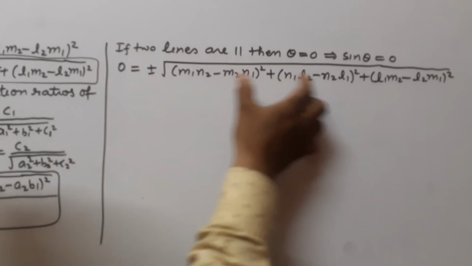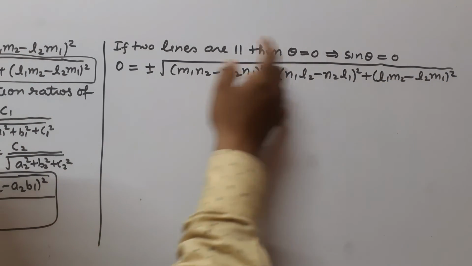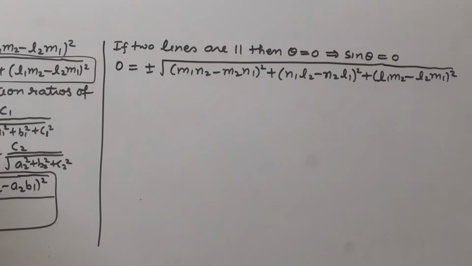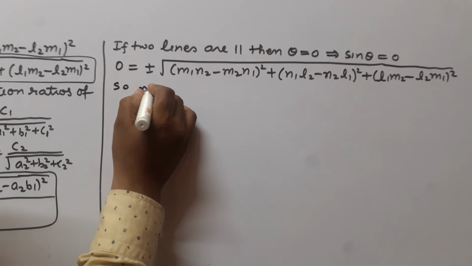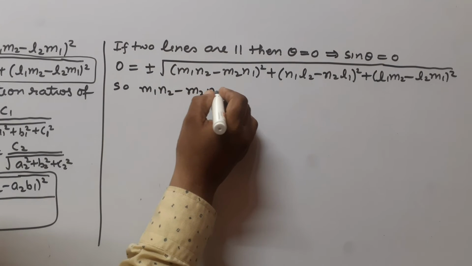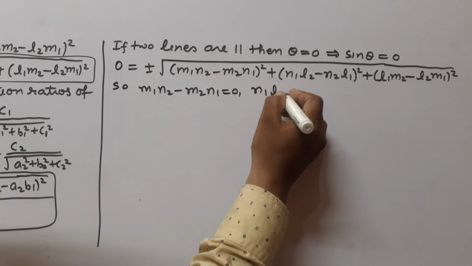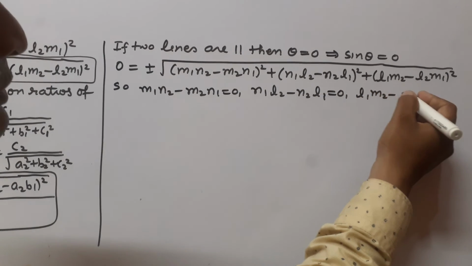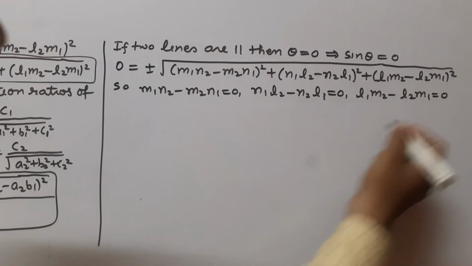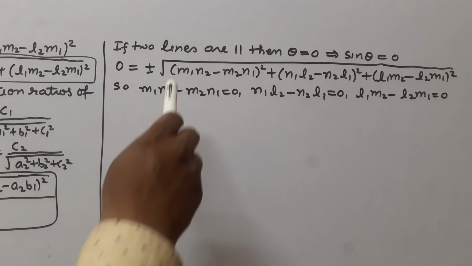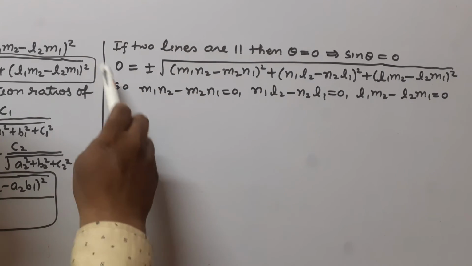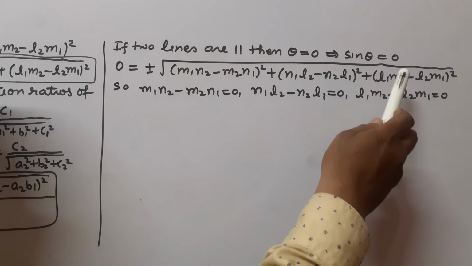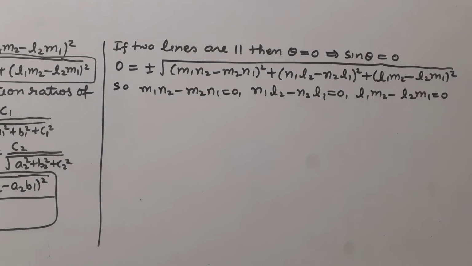So if all these three terms are 0, the value of this term will be 0. So M1 N2 minus M2 N1 is equal to 0, N1 L2 minus N2 L1 equal to 0, L1 M2 minus L2 M1 is equal to 0. The value of this term will be 0 when each term is equal to 0, because this is the sum of the positive quantities.